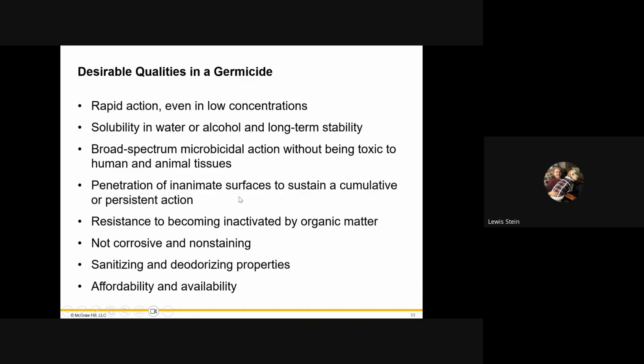Something that penetrates surfaces. Penetration of an inanimate surface to sustain a cumulative or persistent action. It's more about leaving a residue. Generally, we have things that leave residues, but some of the residues that work better, as you will see, are more able to be utilized with skin. I'm just talking generically. Not a whole lot of things work well with organic material. Big problems with corrosion. Big problems with staining. The odors sometimes are problematic.